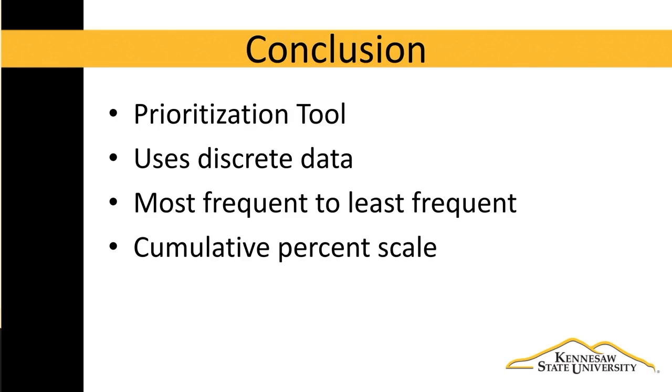Pareto diagrams are a useful tool for getting a visual picture of what your priorities might be. They use discrete data, that is, counts or frequency. The data is arranged from most frequent to least frequent, so that the tallest bar is always on the left and the scale for the bars is on the left side of the chart. The line represents a cumulative percent and its scale is on the right side of the chart. Visually, it's easy to see where our efforts need to go for maximum effect.